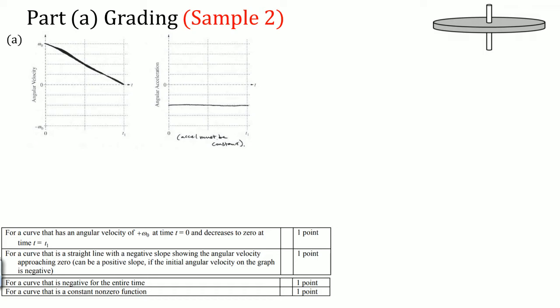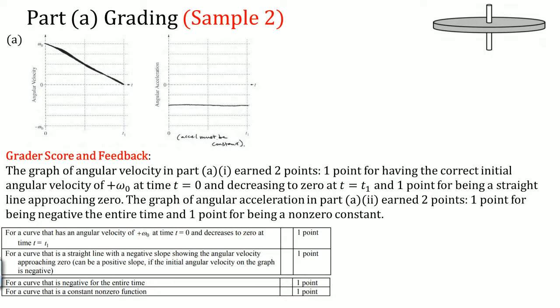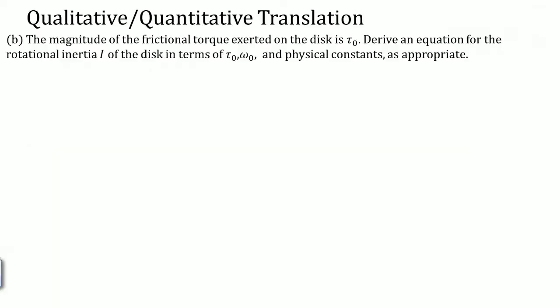All right. Then here, let's see what the grader said. They should earn the first 2 points because it is decreasing and it is linear because it is a straight line. Lastly, it says acceleration must be constant. They even wrote it here. And 1 point for it being negative and 1 point for it being a non-zero constant. Yeah, so they earn both points here, 2 from the top and 2 from the bottom. That's the correct graph. Okay, the QQT is very easy when it's graded like that.